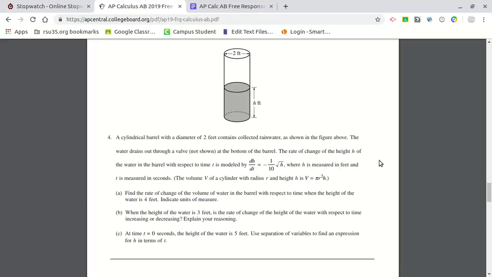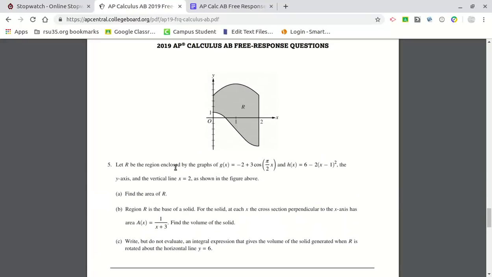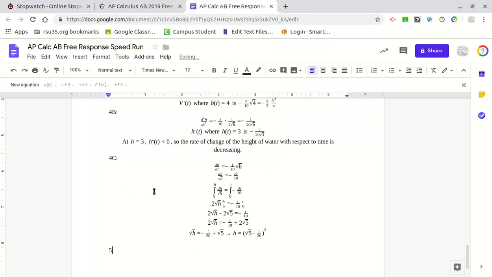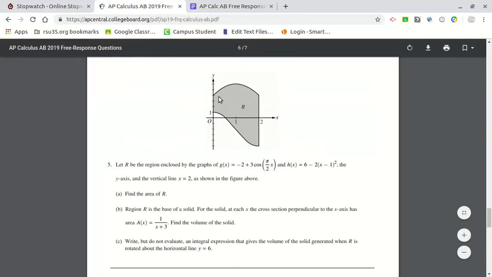So for 40 minutes. Let R be the region enclosed by these graphs and the vertical line x equals 2. So that's right there, and then the y-axis. Find the area of R. So 5a, the area of R is the integral from 0 to 2 of, which one's on top? This one.